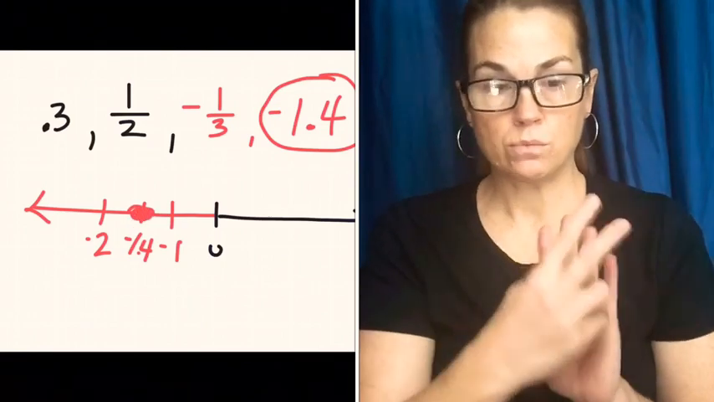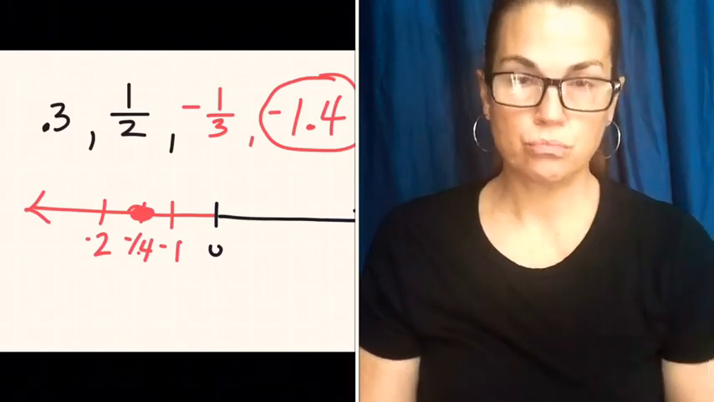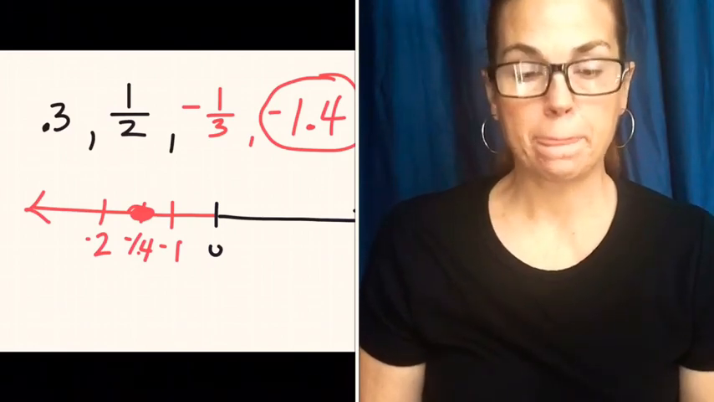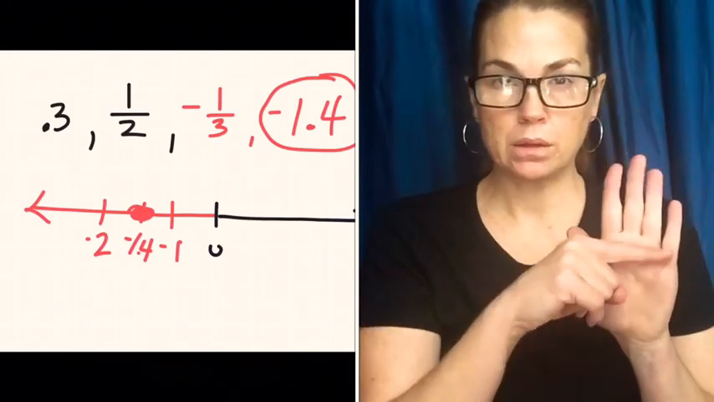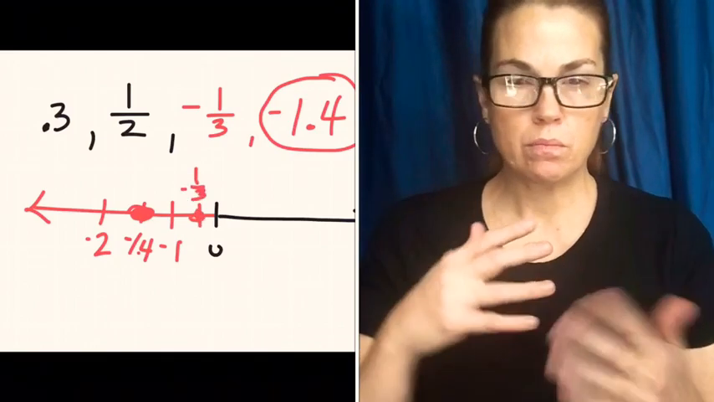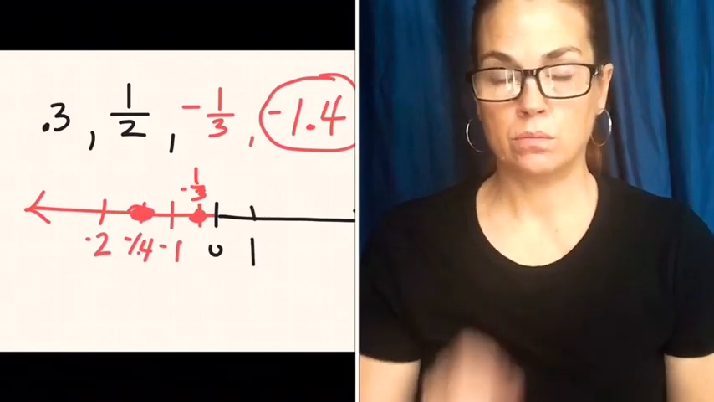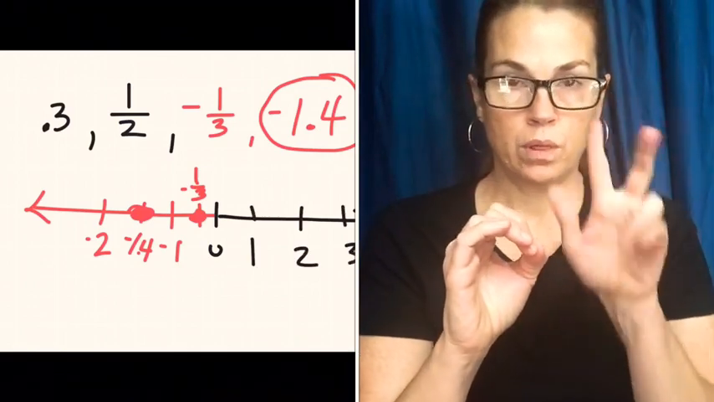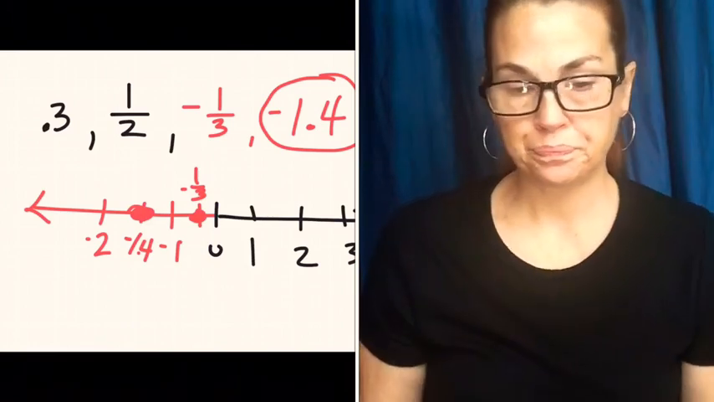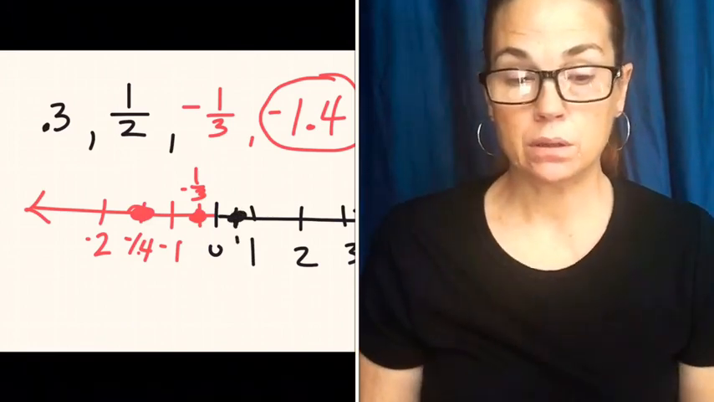Negative 1.4. Now, negative 1/3, well, that's a fraction. It's not even all the way to negative 1, so it must be in here somewhere. Negative 1/3. And then on the other side of 0, we know we have 1, 2, 3. 1/2 is going to be halfway between 0 and 1. That's the fraction 1/2.